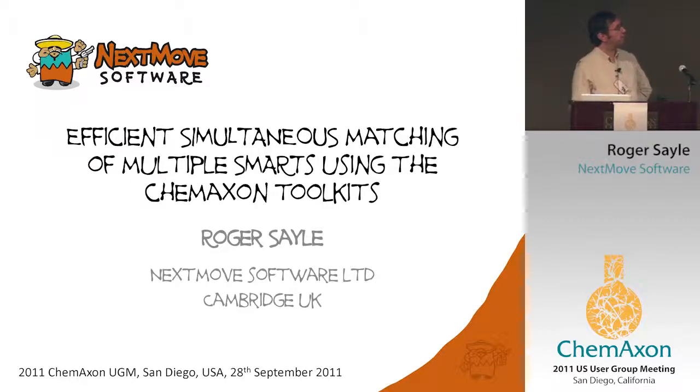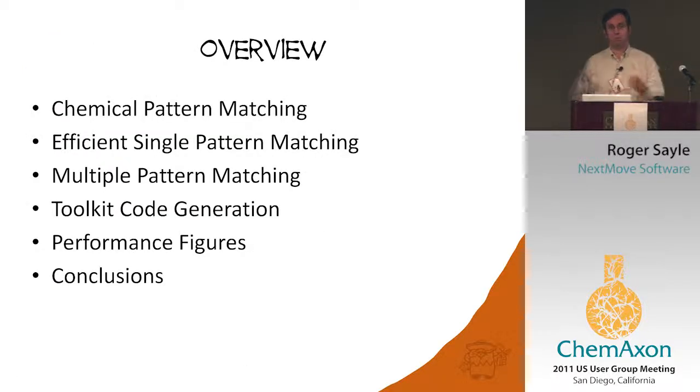Essentially, the problem I'm looking into today is the problem of matching multiple SMARTS or substructure patterns at the same time. It turns out that a frequent use of pattern matching in cheminformatics tools is to try and recognize features or substructures of a molecule, and the different methods and paradigms of doing that.